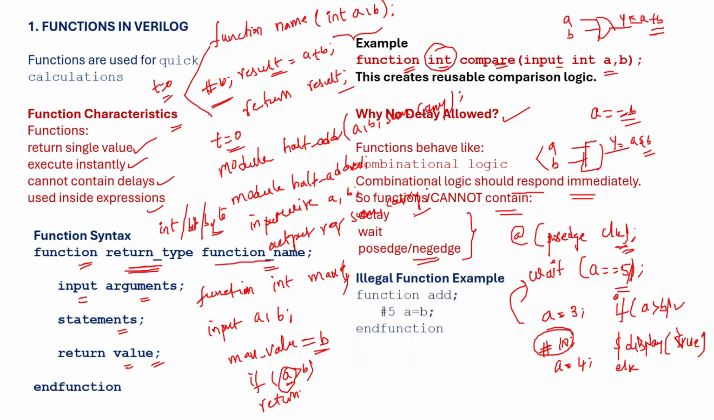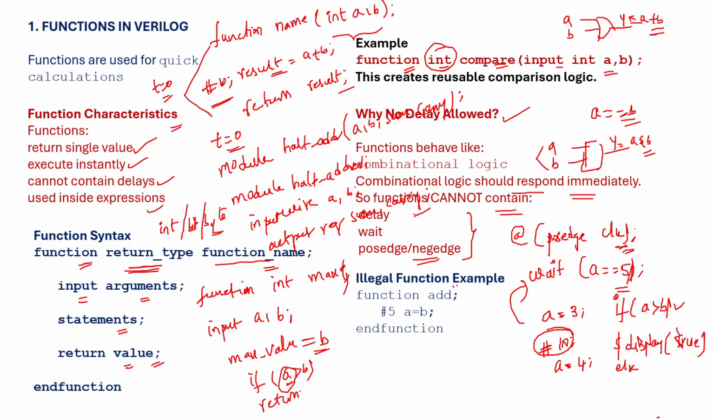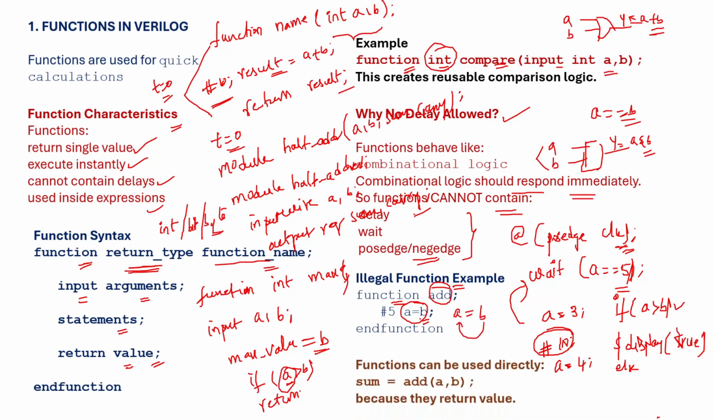See, I told you functions are not allowing delays. That is the illegal function example. I am doing a function addition. He is writing the add function name, but he is assigning the values a equal to b, just copying the b value to a. Then end function, but this delay is not allowed here. The ultimate aim is that functions are not allowing any delays.